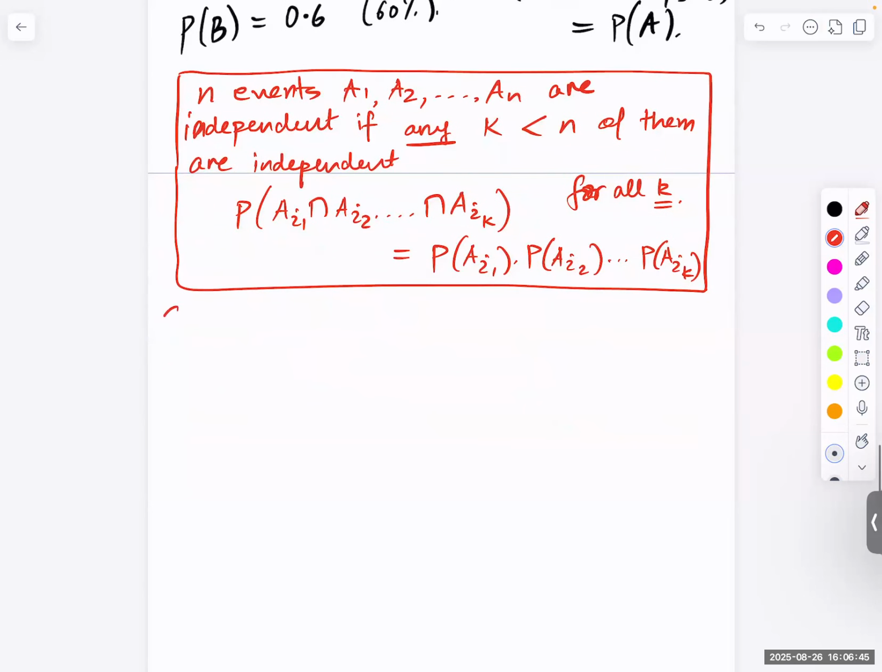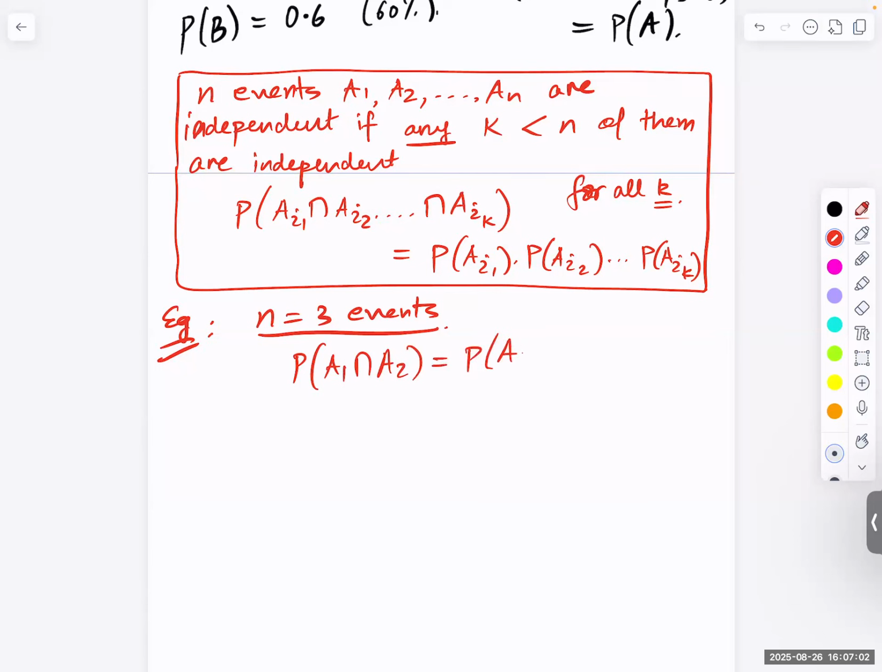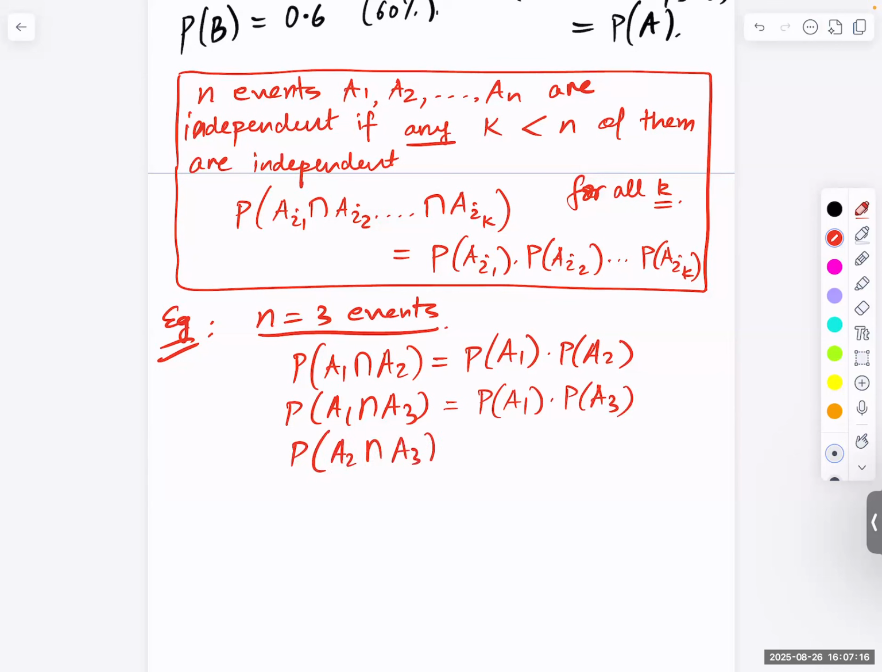To give you an example, suppose I have three events. What would make these three events independent? What kind of conditions will I need? I will, of course, require a pairwise condition. So P(A1 intersection A2) must be P(A1) times P(A2). Similarly, P(A1 intersection A3) will be P(A1) times P(A3). And P(A2 intersection A3) must be P(A2) times P(A3).